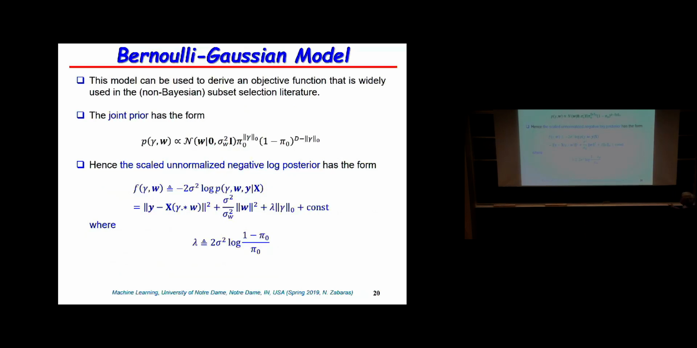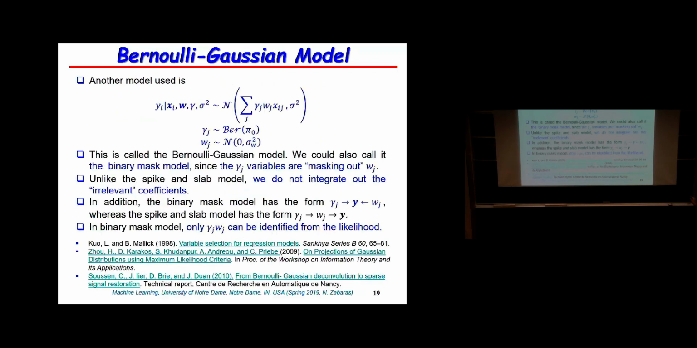So if you write the prior of gamma and w, for w you have a Gaussian, and for the gammas you have a Bernoulli distribution exactly as before. If you form the negative log posterior, unnormalized, so it's log likelihood plus log prior, and I multiply by minus 2 sigma squared, this looks a little bit better. What you get from the likelihood is y minus x, and you notice here you get the product of gamma and w's, all right? This comes from there, okay?